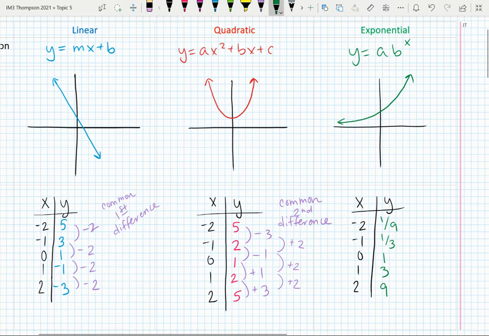What does change here with an exponential function is what's called a common ratio, because I'm going to multiply by a number. So to get from 1/9 to 1/3, I would multiply by 3. To get from 1/3 to 1, I would multiply by 3. To get from 1 to 3, I multiply by 3. And then 3 to 9, I multiply by 3.